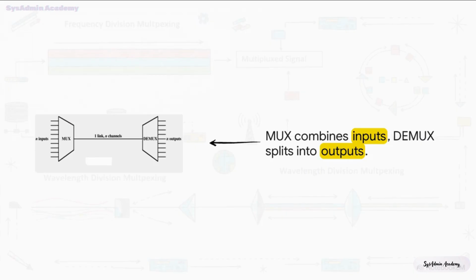Think about the basic architecture of this process. On the sending side, you have multiple inputs coming into a device called a multiplexer, or MUX for short. It's kind of like an on-ramp where multiple lanes of local traffic seamlessly merge onto a single high-speed highway. This single link carries all those channels across the network. Then, on the receiving end, a demultiplexer, or DMUX, acts as the off-ramp. It carefully separates that combined signal right back into the original individual outputs.